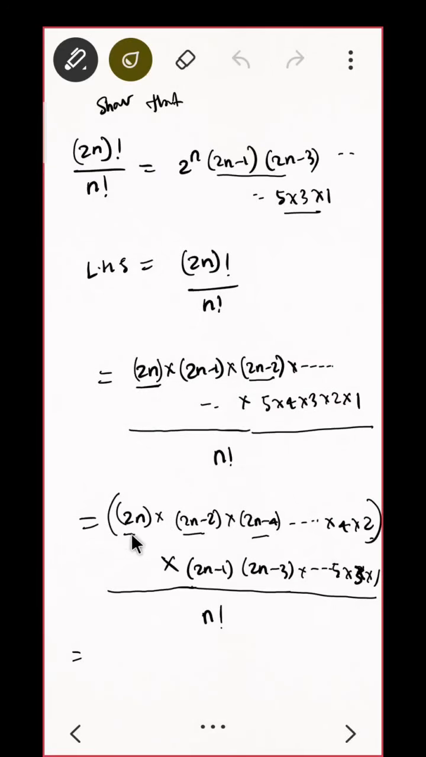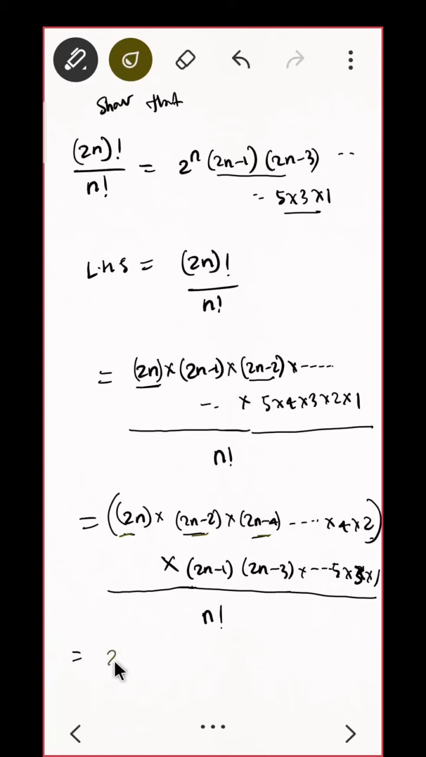Here also you can see, take 2 outside from each of these terms. How many terms are there in the bracket? Can somebody tell me? Yes, observe this. This is 2 into 1, this is 2 into 2, this is 2 into n minus 1, this will be 2 into n. So how many terms? 1, 2, 3, up to n terms. So there are n terms.